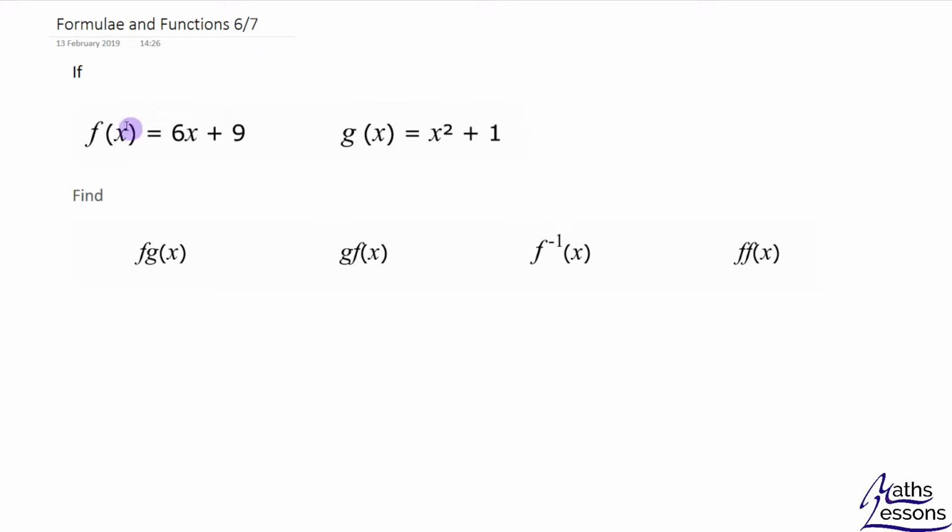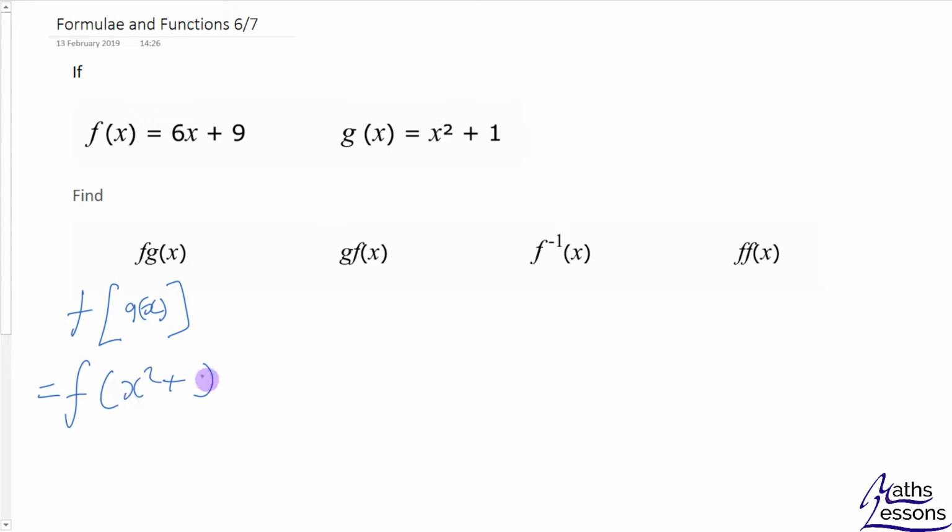Here we go. So this is a sort of question which does upset level 6-7 students quite a bit. What it means is fg of x means you basically need to know what g of x is and put it into f. So we're going to get g of x, which is x squared plus 1, and we're going to put it into f. So fg of x is equal to f of x squared plus 1.